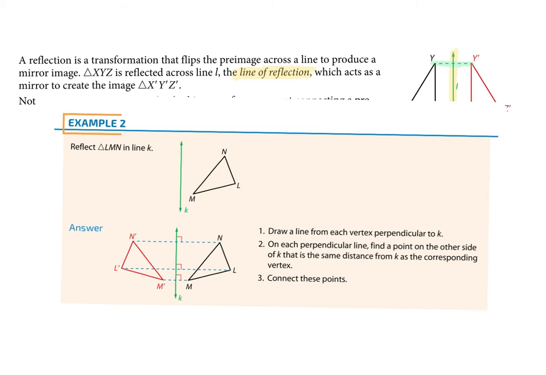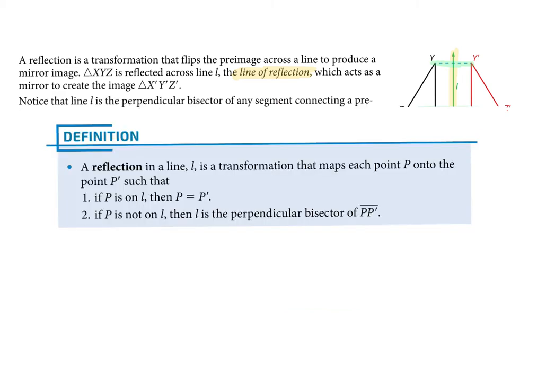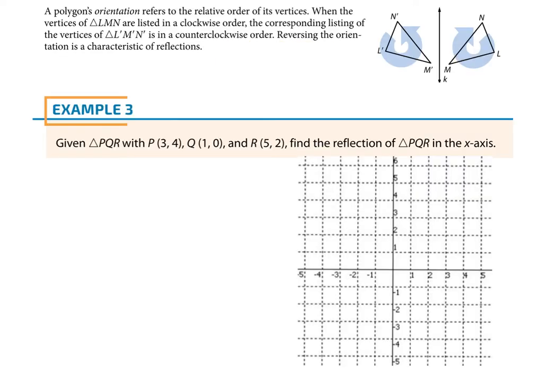All right. So let's look at the actual definitions here. A reflection in a line L is a transformation that maps each point P onto the point P prime such that if P is on L, then P equals P prime. If P is not on L, then L is the perpendicular bisector. All right. So let's look at what that means in the coordinate plane. We're going to do one and then we're going to look at the handout.